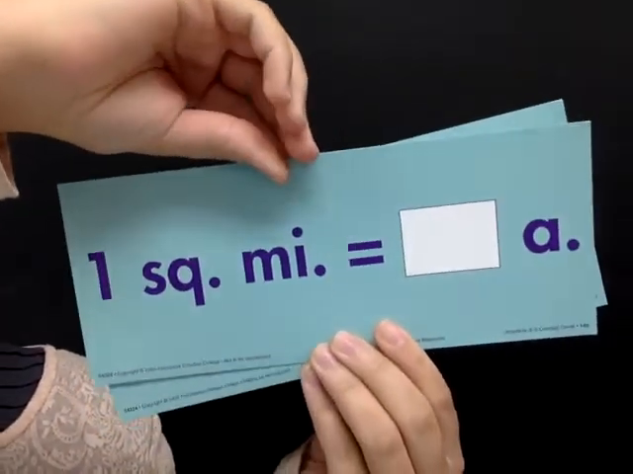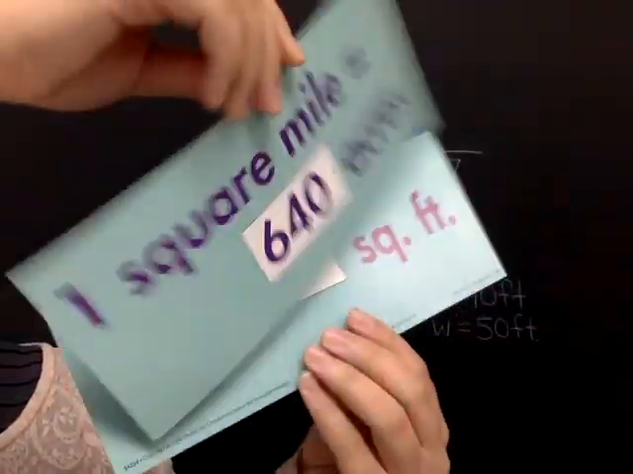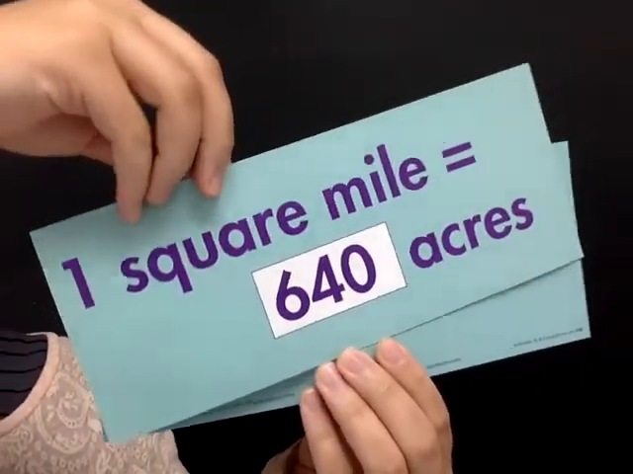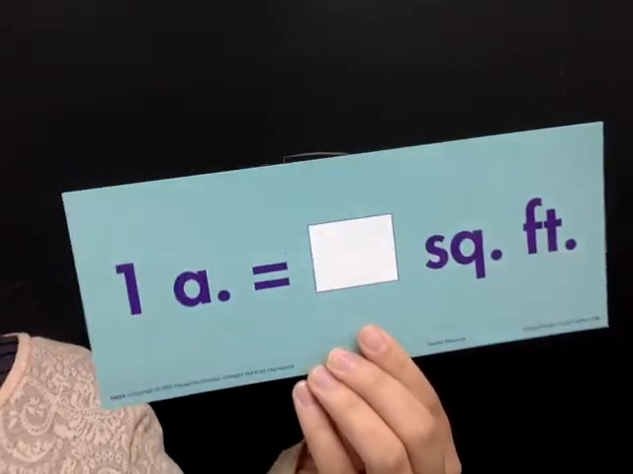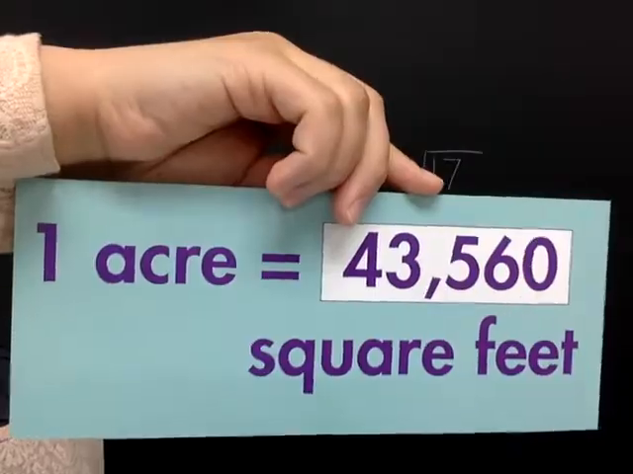Who remembers this one? Or not square acres, just acres, because it is like it's squared. 640. And 1 acre equals how many square feet? 43,560.